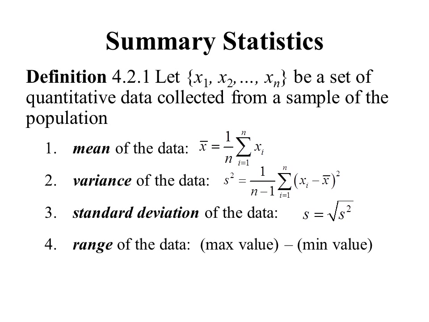Now, the next thing we can do is calculate what we generically call summary statistics. And these are all probably values that you're somewhat familiar with. So this says let x1, x2, up through xn be a set of quantitative data collected from a sample of the population. Quantitative data means that our data are numbers representing counts or measurements. And we've got n data values. So n here is our sample size, the number of data values that we've collected.